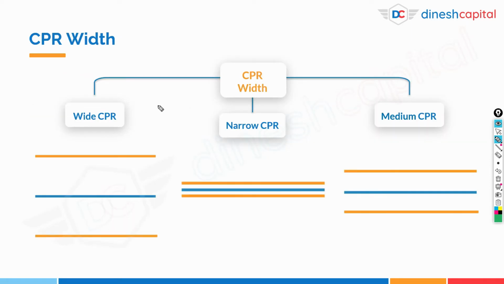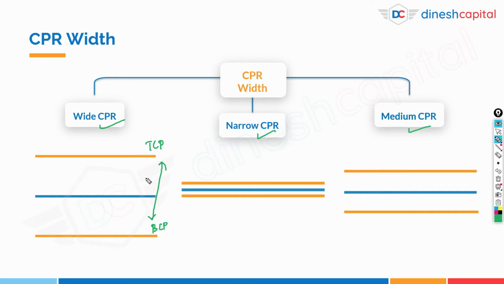CPR width. When we are saying CPR width, we don't consider resistance levels R1 to R4 or support levels S1 to S4. We only take central pivot range into count, which means we only take the difference between top central pivot and bottom central pivot. Based on the width, we can say there are three types of CPR: narrow CPR, wide CPR, and medium or normal CPR.